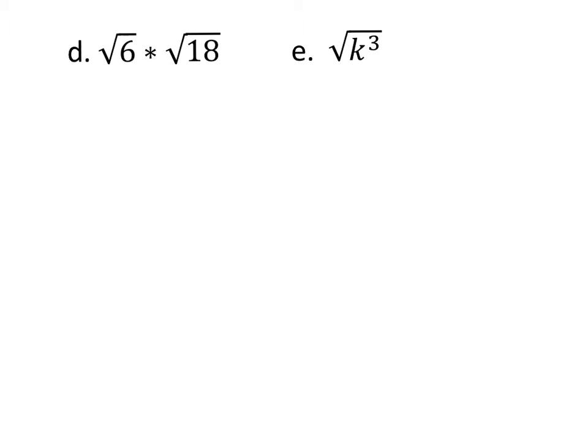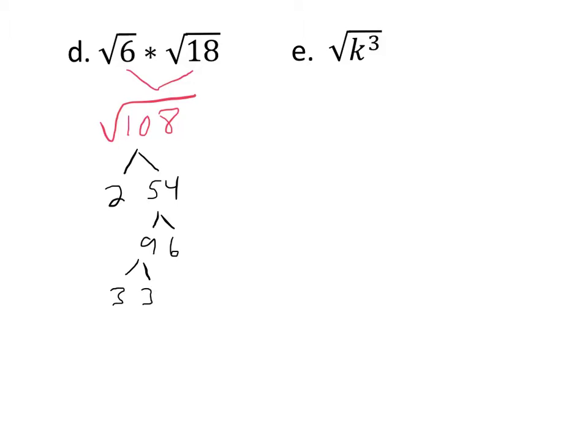In multiplying radicals, we would multiply numbers on the outside of a radical and then multiply numbers on the inside of a radical. In this case, we only have numbers on the inside of a radical. So if you multiply them together, we get 108. And if we simplify this down to prime factors, we have 2 and 54, and then 9 times 6, and then 9 would be 3 and 3, and 6 would be 3 and 2.